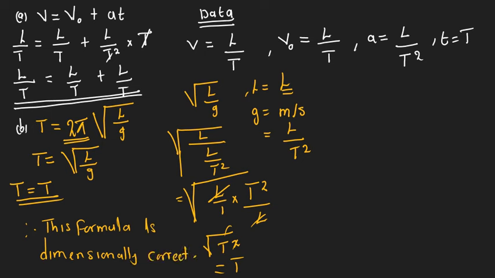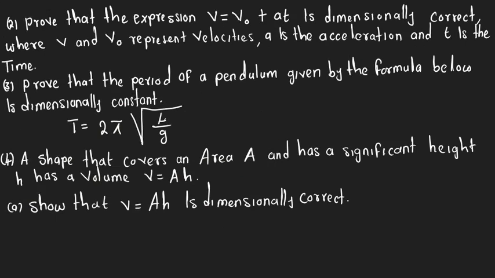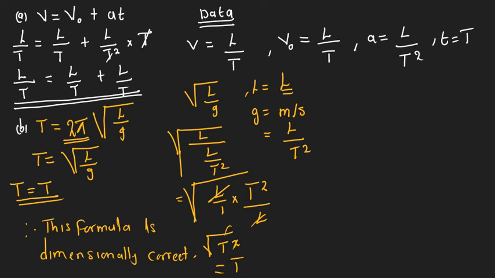Like that, very simple. Which other one do I have? All right, so a shape that covers an area A has a significant height h, and it has a volume of that. Show that that is dimensionally correct. You can even use units to prove dimensional analysis. They say that the volume is equal to A h, where A is the formula.